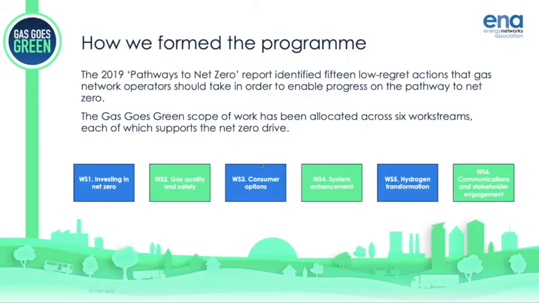So as well as the pathway, the report, and indeed conversations with stakeholders that we engaged during the research, identified a number of low regret actions that the gas network operators should be taking to enable progress on that pathway to be met. And really this informed the Gascoigne Green scope of work for this year that's been allocated across six work streams. So the first work stream, investing in net zero, has deliverables that examine the role gas networks have in delivering the cost optimal route to a net zero future in this balanced energy system that I described.